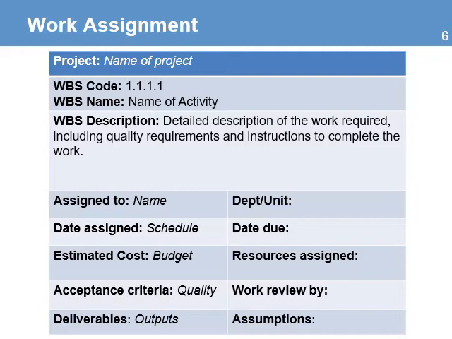The next fields are for including the name of the person assigned to work on the activity, the unit or department the person belongs to, the date the work was assigned, the date the activity needs to be completed, and the estimated cost and the resources assigned to the activity. Information on the acceptance criteria and the name of the person that will review or approve the completion of the activity. The description of the outputs of the activity and any assumptions that are necessary to complete this work.